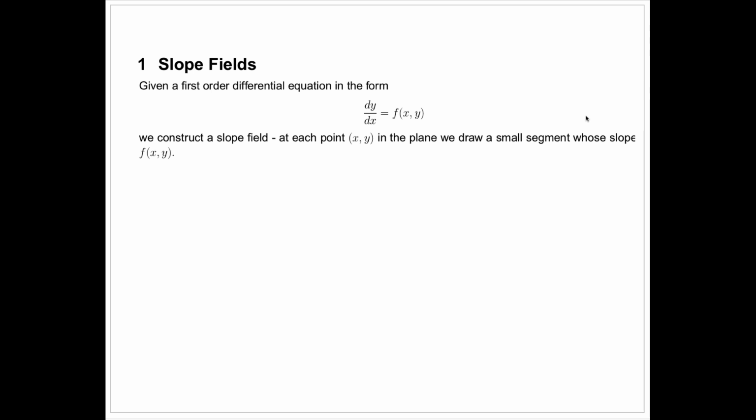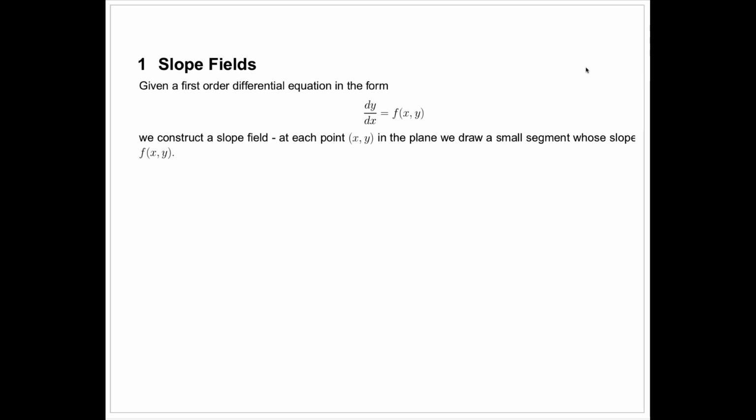We're going to talk about slope fields. When you have a first-order differential equation, that's an equation that involves a variable x, a function y, and this first derivative, dy dx. Write it in this standard form where you solve for dy dx. So you write dy dx as some function of x and y.